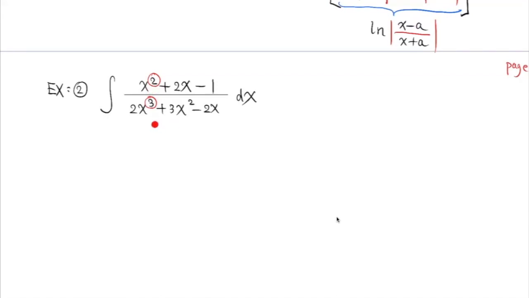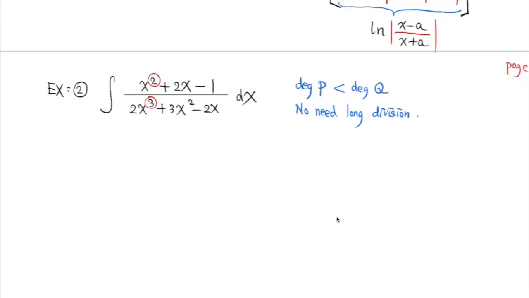Do I need to use long division? No, you don't need to, because the degree up here is less than the degree down here. So no need for long division, okay? So the degree of P is less than the degree of Q, then no need for long division. Okay, and then we go ahead and factor.